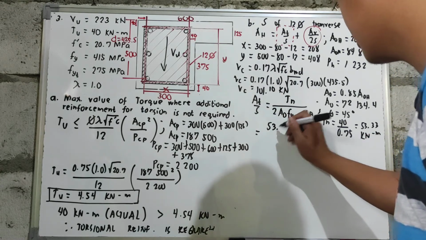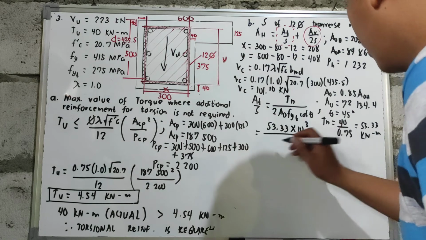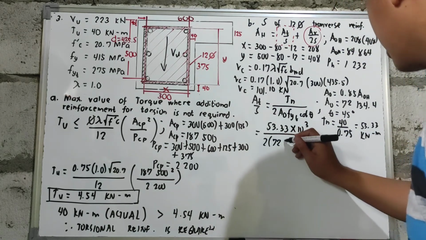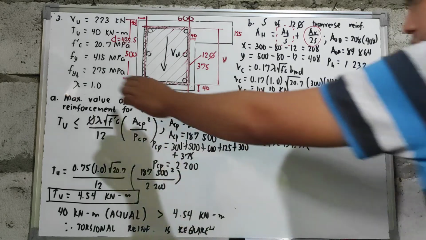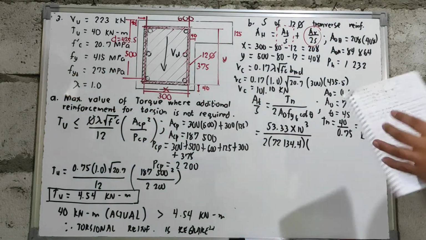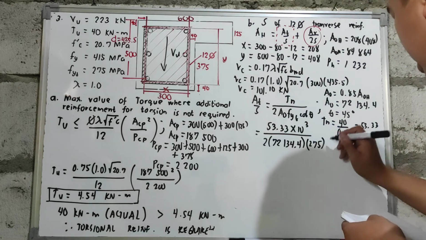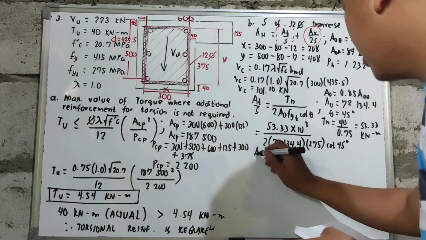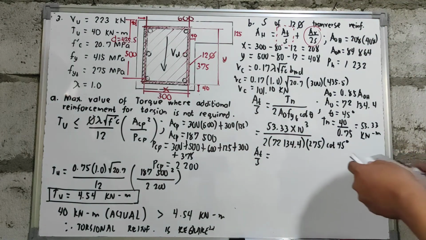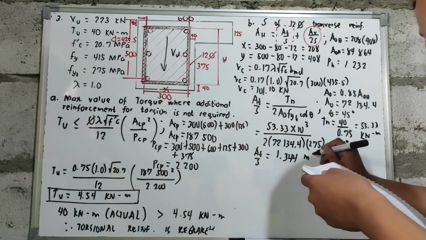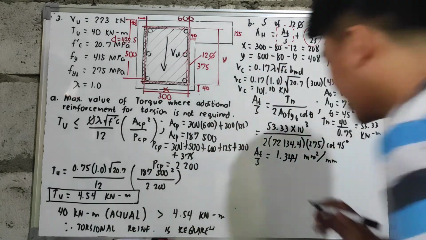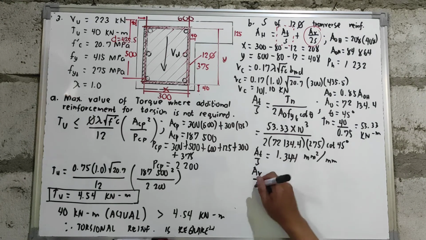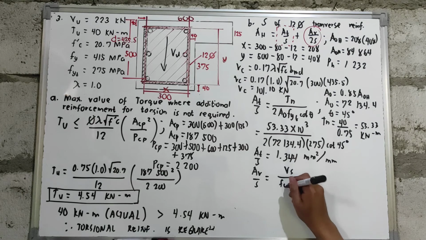So isa-substitute natin yung mga values natin. Yung Tn natin, that is 53.33 times 10 raised to 3 over 2. Yung AO natin, that is 72,134.4 multiplied by FYT as indicated sa problem natin, which is equal to 275. And we have cotangent of 45 degrees. So the value of your AT over S is now equal to 1.344 millimeter squared per millimeter. After that, na-compute na natin yung value ng AT over S. Let us now calculate for the value of your AV over S, which is denoted by V sub S over FYT multiplied by D.